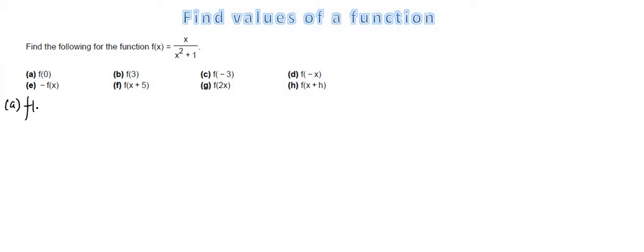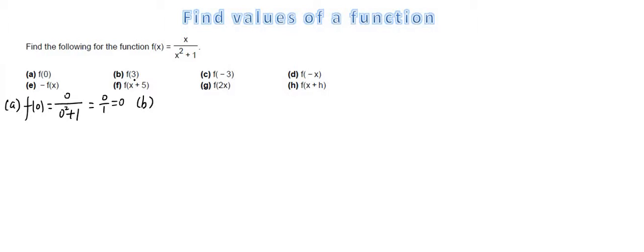So what is f(0)? f(0) means we replace the x here by 0. So we have 0 over 0 squared plus 1, and 0 over 1 equals 0.